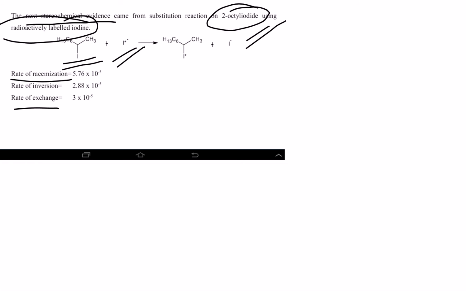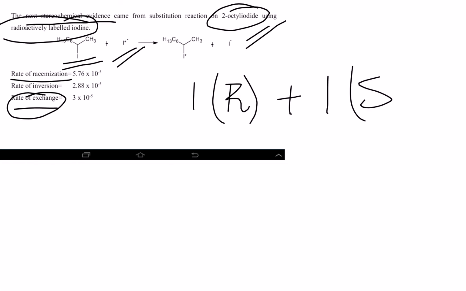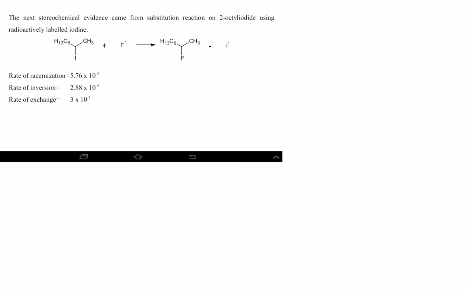It was observed that the rate of exchange was nearly half that of the rate of racemization, which proves that each exchange of I star with I led to an inversion of configuration, because racemization takes place when one molecule of R type comes together with one molecule of the S type so as to form a racemic modification. Let us spend some time in understanding why the rate of inversion is nearly half that of the rate of racemization.